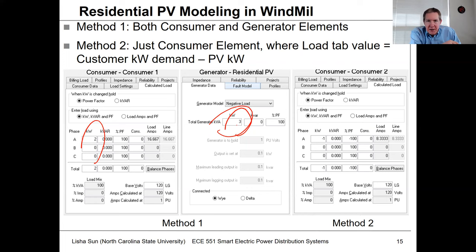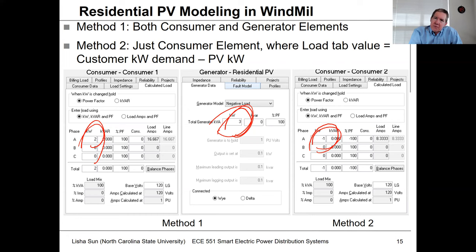They could do that, but what a lot of utilities are probably going to be doing with residential PV is setting this up for net metering. What this means is the PV is on the customer side of the meter, and they don't really keep tabs of exactly how much that PV generates. They're just concerned about net load. So another way you could do this is to put a load model in here, take the load and subtract off the PV, and enter that in. This simply becomes a net load, load plus PV.